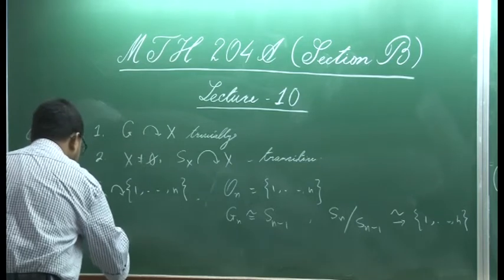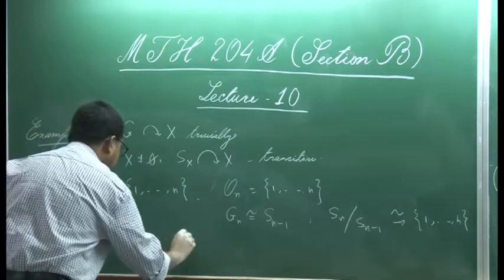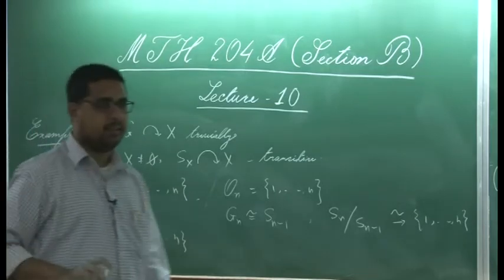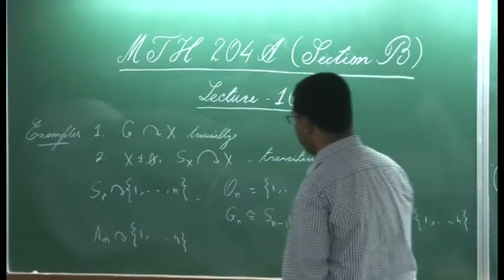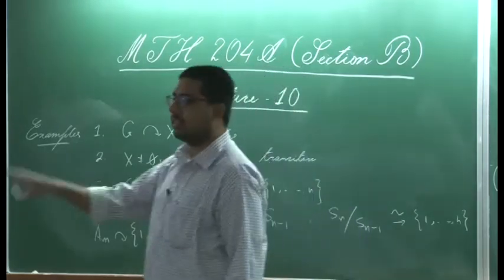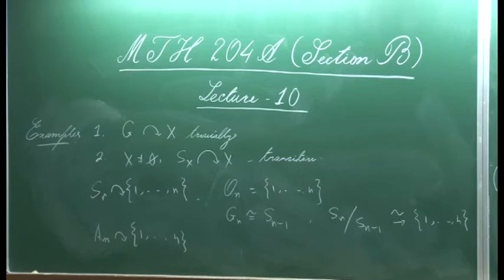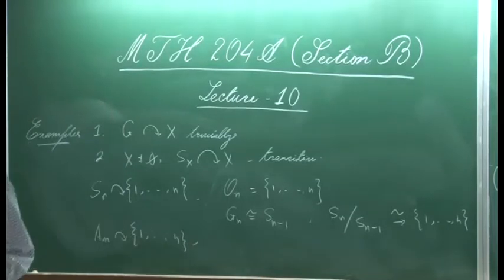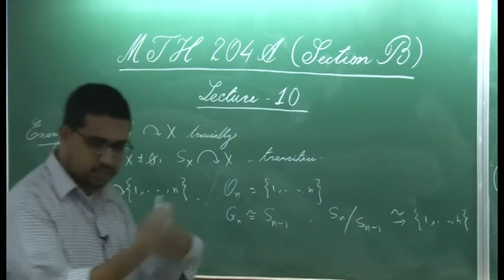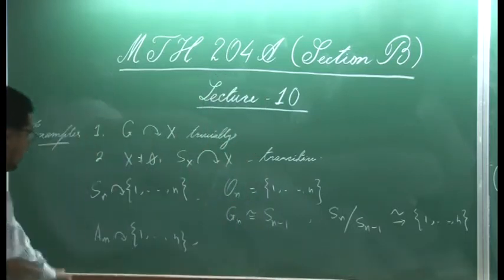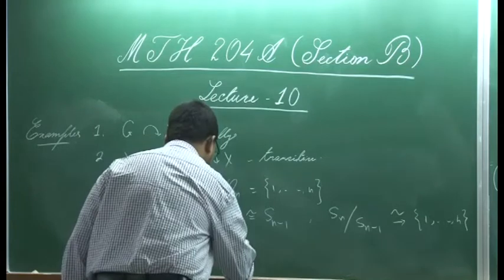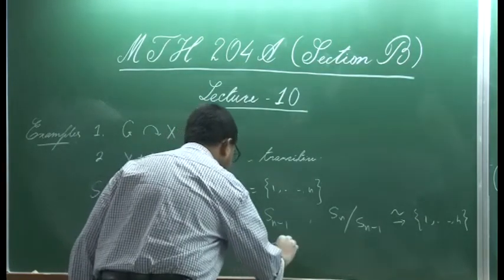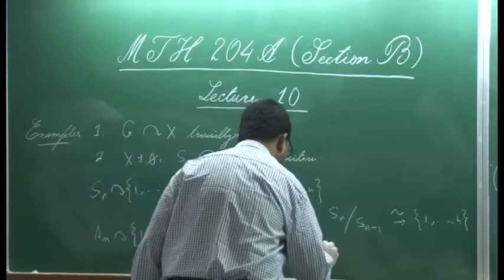Now if we take An, what will happen? The action of An on 1 up to n is also transitive, and just the same, the stabilizer of n is the collection of all even permutations that fix n. So naturally the stabilizer is isomorphic to A n minus 1. It can be regarded naturally as a permutation of n minus 1 symbols, and that permutation is even. Therefore the stabilizer is isomorphic to A n minus 1. So here also there is a bijection between this and 1 up to n.